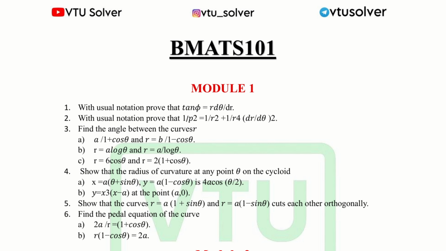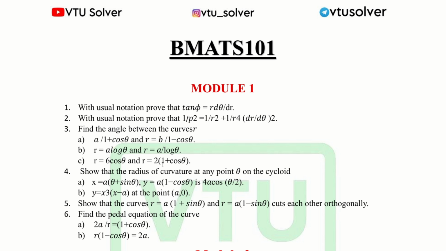And the third question is: find the angle between the curves. The angle between the curves sometimes asks different equations. Below are mentioned some important ones. The first is r is equal to a by 1 plus cos theta and r is equal to b by 1 minus cos theta. And the second is r is equal to a log theta and r is equal to a by log theta. The third is r is equal to 6 cos theta and r is equal to 2 plus 1 cos theta.